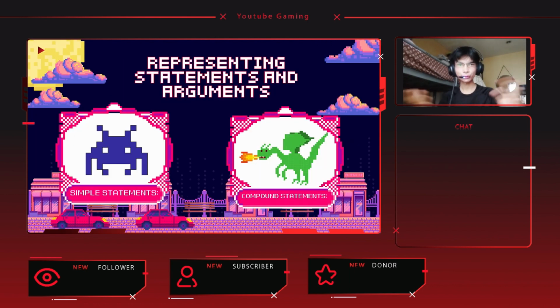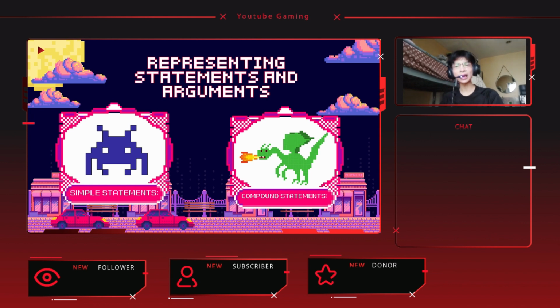Let's jump right in. So, representing statements and arguments. Understanding how to represent statements and arguments is fundamental to logical analysis. And we have two types of statements. First up is simple statements. These are your straightforward direct representations. For example, the sky is blue. Then we have compound statements.